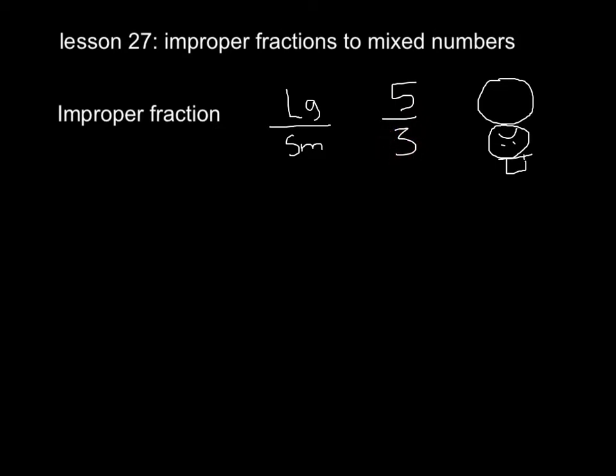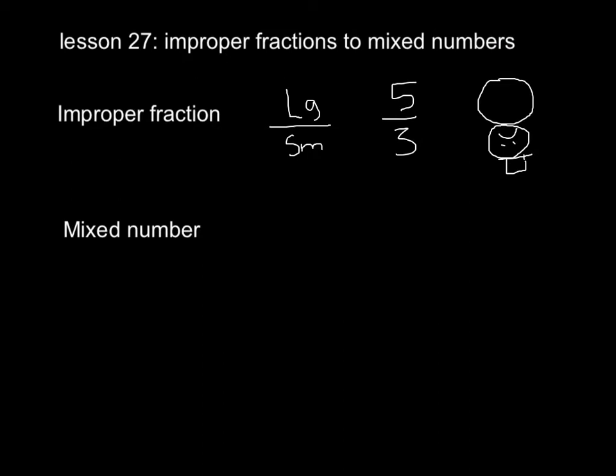We generally don't like the fractions to be that way as an answer, so if you end up with an improper fraction as an answer, you're expected to change it into a mixed number. A mixed number is a combination of a whole number and a fraction.